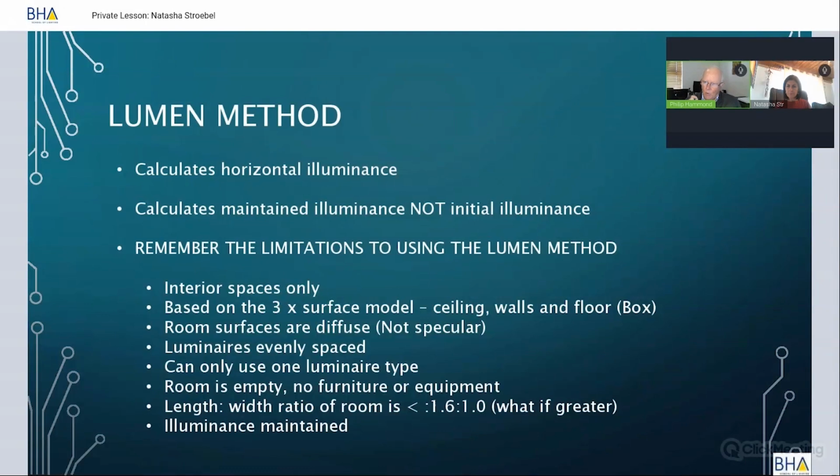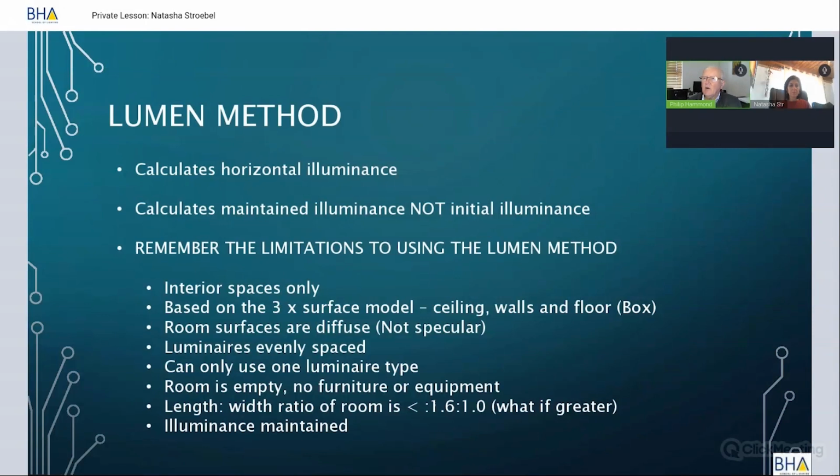But there are also some limitations about when we can use the Lumen method, and we need to always remember this. You can only use the Lumen method for the interior. You can't use the Lumen method outside. It's based on the 3-surface model: ceiling, walls, floor. In other words, a box. There have to be ceiling, walls, and floor.